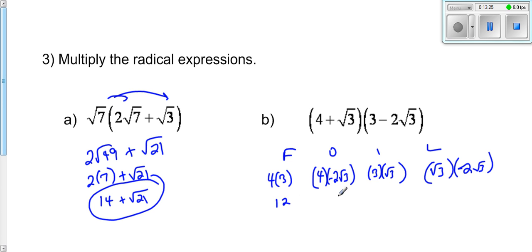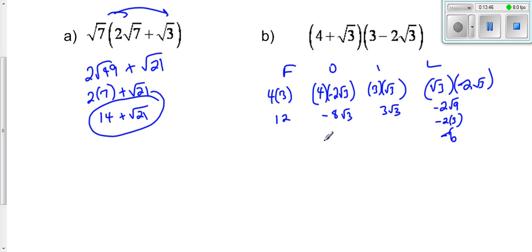I'll get a 12, a negative 8 times the square root of 3, a positive 3 times the square root of 3, and a negative 2 times the square root of 9, which is negative 2 times 3, which is negative 6. So when I put together what goes together, a positive 12 and a negative 6 makes a positive 6 minus 5 times the square root of 3.